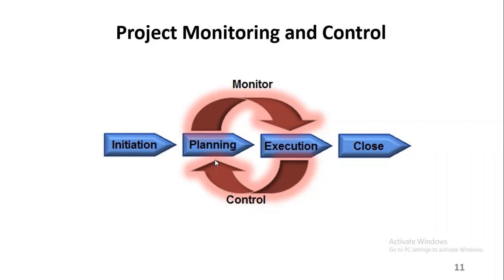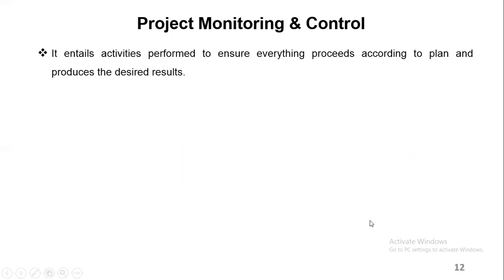It's the same as when you're running your plant. You have your P&IDs and all that. You have your SCADA system. You are monitoring your plant, and then you have all the integrated loops and all that, so you can always make changes as required. And then when you make changes, you revise the plan, then you monitor again, you execute. So it becomes a cycle. Project monitoring and control involves all the activities that you do to make sure that everything is done according to the plan and for you to achieve the desirable results.